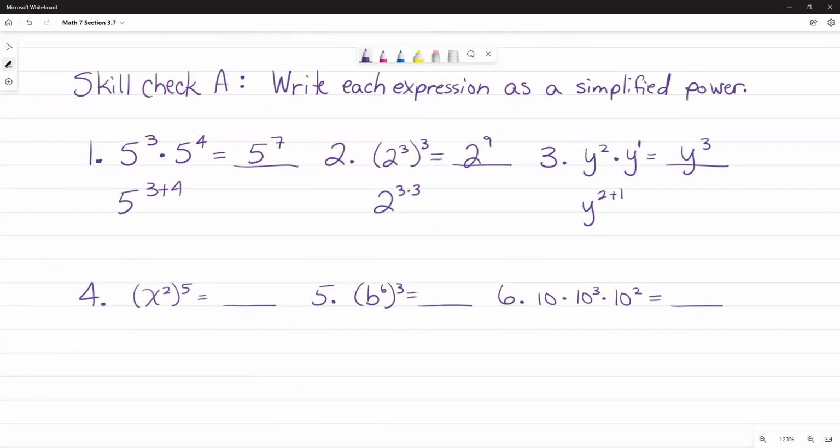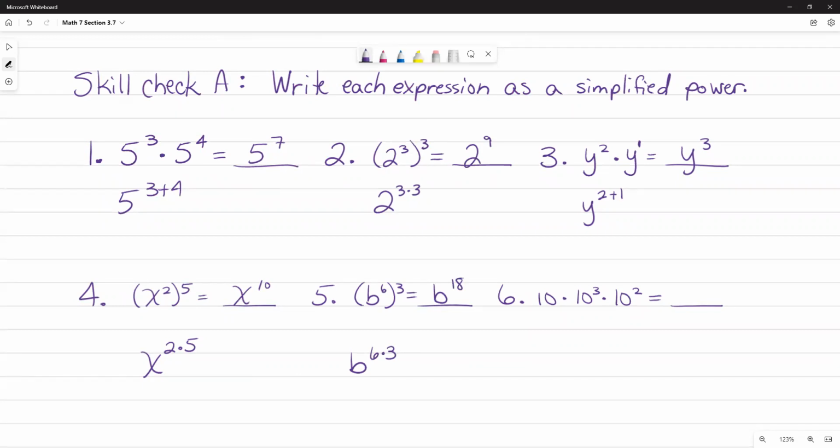All right, for number 4, what are we doing with these exponents? Multiplying them, yes. So this is 2 times 5, which is x to the power of 10. Excellent. What about 5? We have b. What are we doing with those exponents? Multiplying once again, yes. So this is b, and 6 times 3. This is so much easier, right? If you had to expand this out 5 times or 3 times, then add them together. That's why we have multiplication. So b to the power of 18.